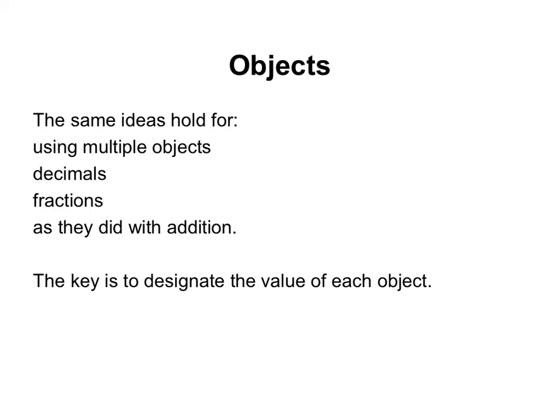Same ideas for objects hold with addition. You can use multiple objects. Maybe a circle is 100 and a square equals 1. Same idea. With decimals, with fractions, all the stuff we did with objects still holds with subtraction. The key is to designate the value of each object, just like with addition.